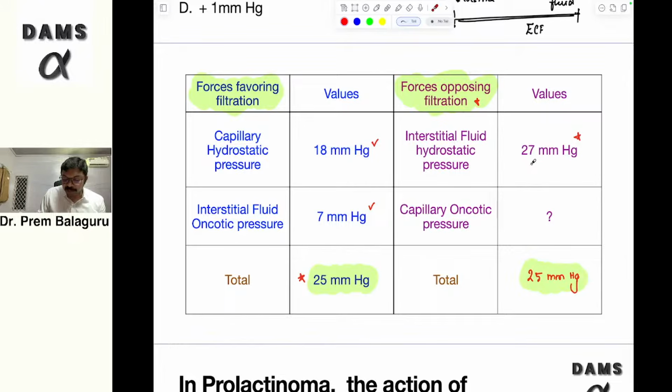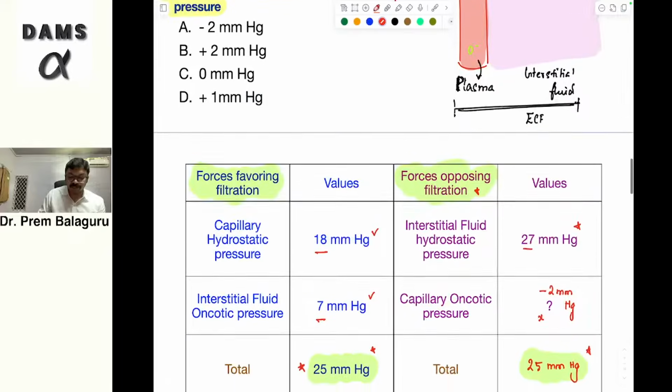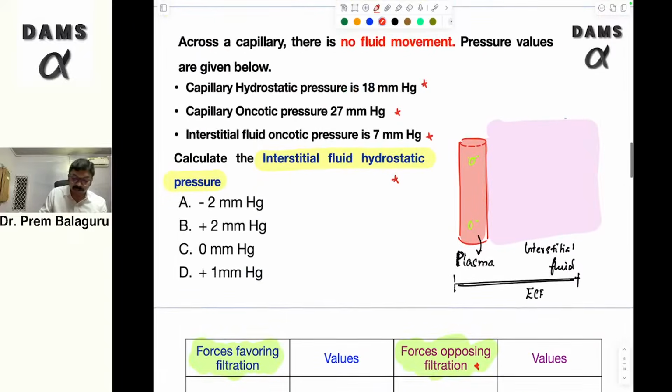The interstitial fluid hydrostatic pressure is 27. So what must be the capillary oncotic pressure? Now it is going to be minus 2 millimeters of mercury, so that 27 minus 2, you are going to get 25. So for this question, if the values are given like this, 18, 7, 27 and the x value, it is going to be minus 2, guys. So minus 2 millimeters of mercury is the right answer for this question if the values are 18, 27 and 7.